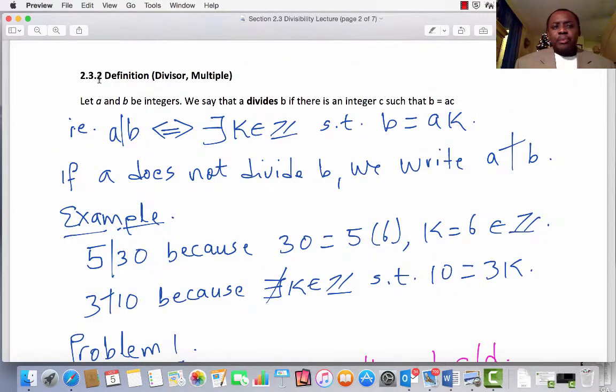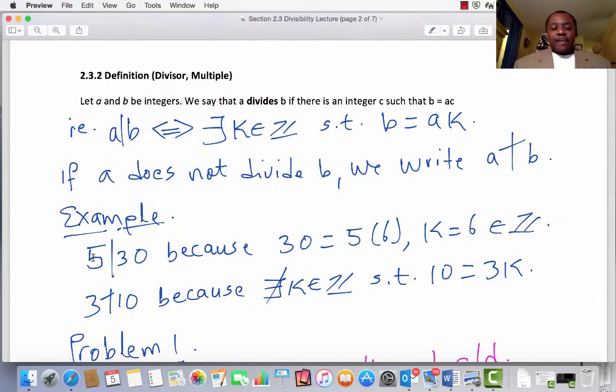Subsection 2.3.2, definition: a divisor or a multiple. This is a definition you probably have seen before in a class like discrete mathematics, or actually earlier, even in middle school and high school, but I'm not sure if you did define this concept this rigorously. We say that A divides B with this notation if and only if there exists an integer k such that B equals A times k.